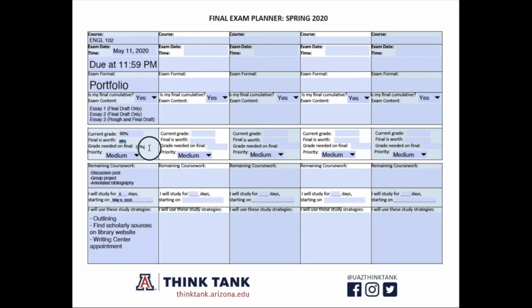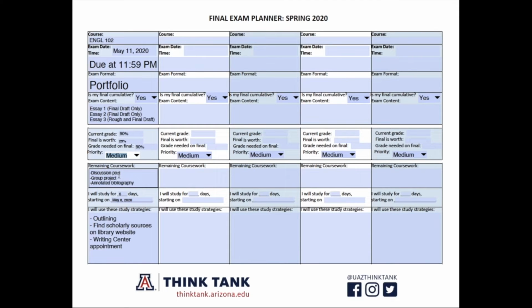And it's also a good idea to write down what kind of grade you think you need on that final exam or project to get where you want to be in this class. So in this situation, this student has a pretty high score of 90%, so maybe they could put a low priority, but because the final project is worth 25% of their total course grade, we'll keep it at a medium.